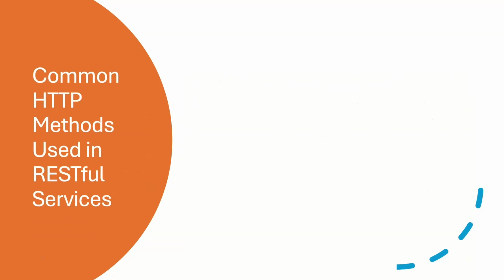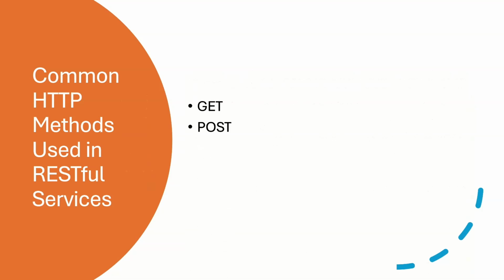Let's talk about the common HTTP methods used in RESTful services. These methods define the actions you can perform on the resources in a RESTful API. Get method. The get method is used to retrieve information from the server. This operation should not modify the resource. For example, when you visit a web page or fetch data like user details, product listings, or search results, you're using a GET request. It simply asks the server to send back the requested information.